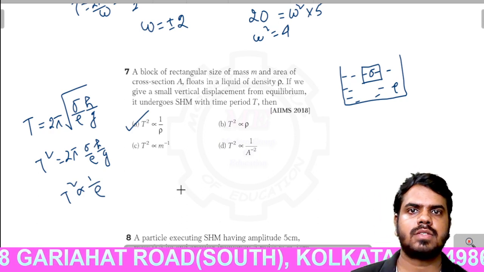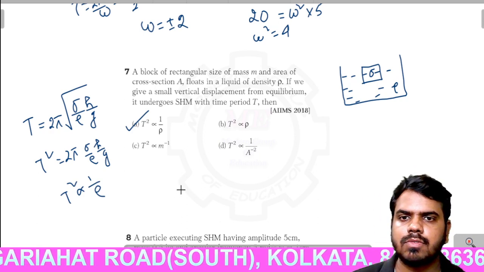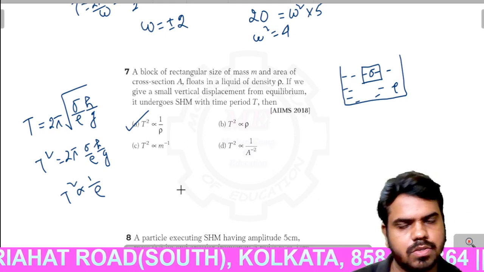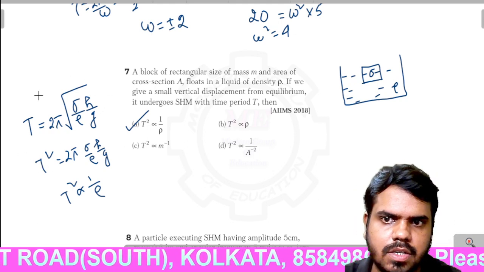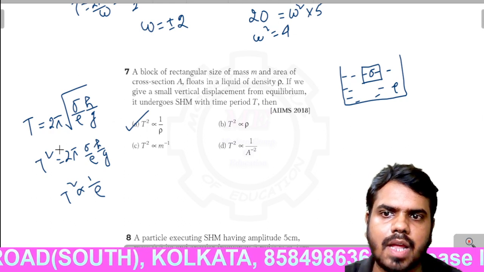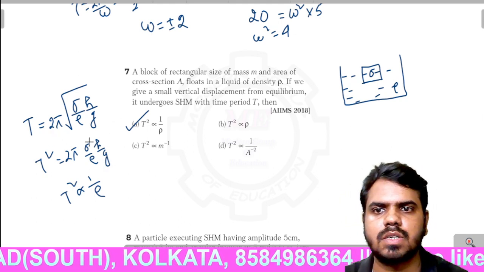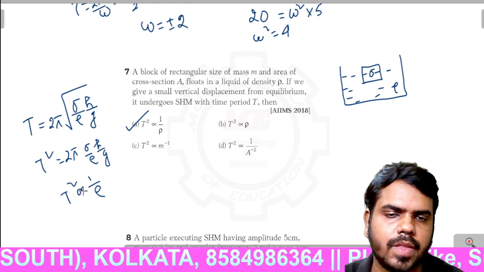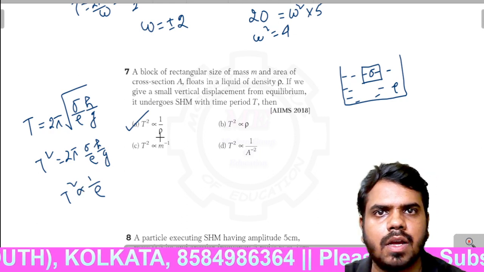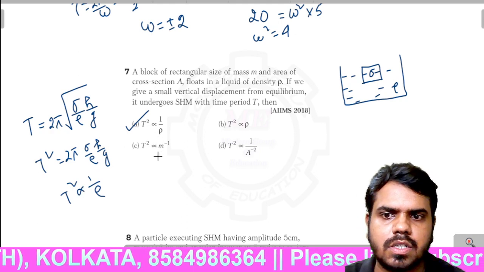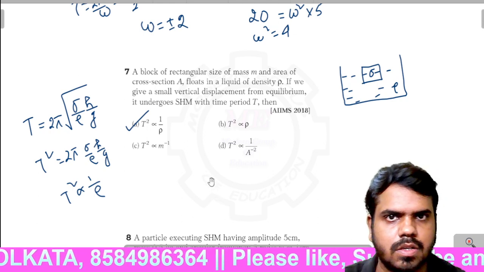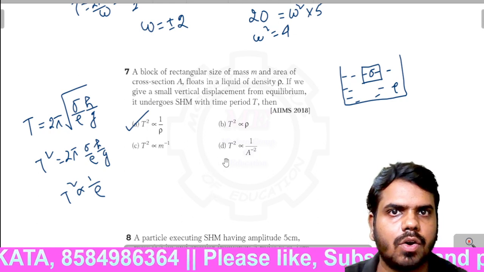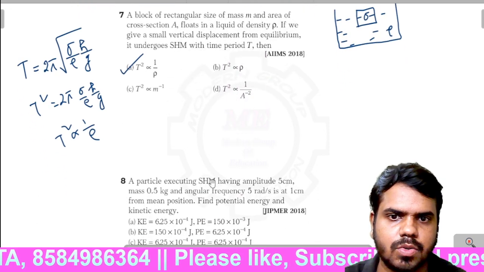Okay, please go and watch the previous videos. It is clearly told in the video that the time period formula is 2 pi root over sigma by rho into h by g. So all the concepts that I already taught you are common concepts, and you have to understand all those concepts to crack NEET or AIIMS or any exams, and JEE.